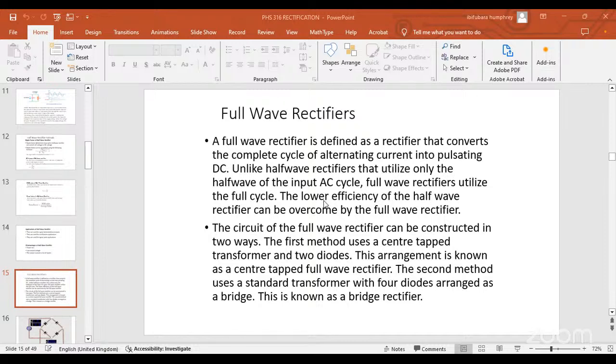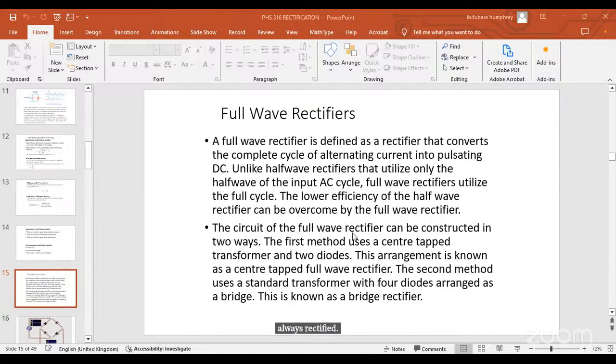But in full wave, we have two or more diodes carrying out the rectification. And so no signal is lost. Both positive and negative half cycles are being used, amplified, or rectified.